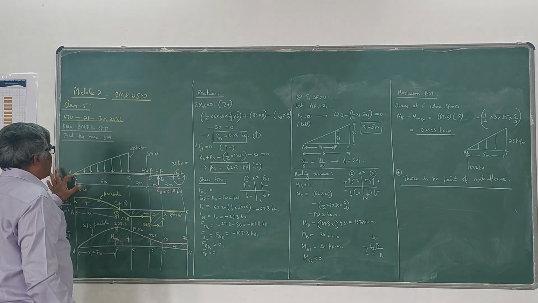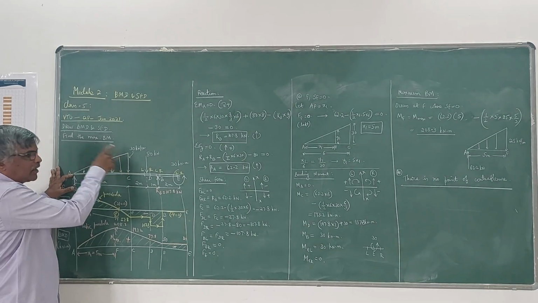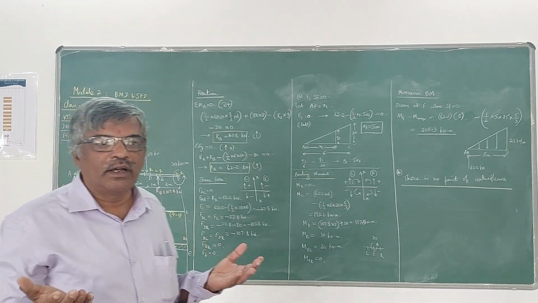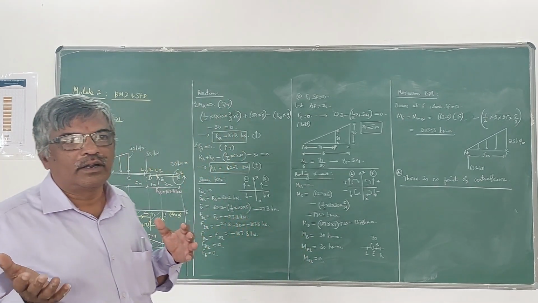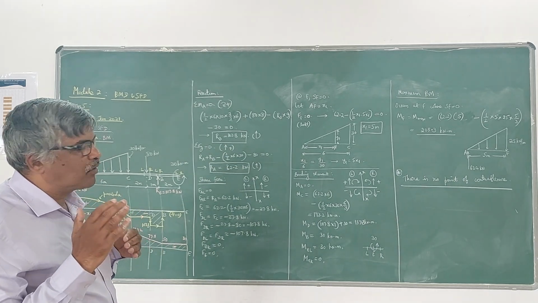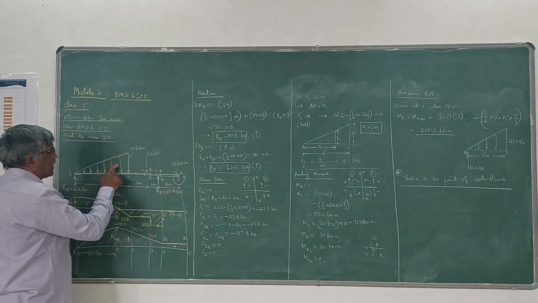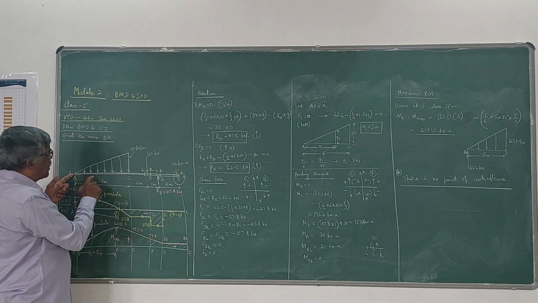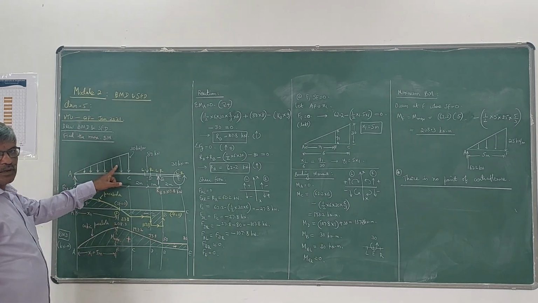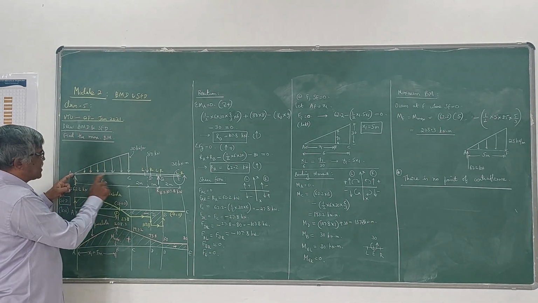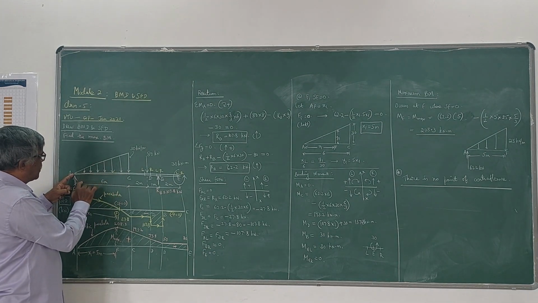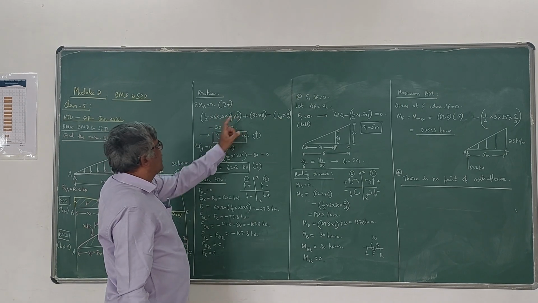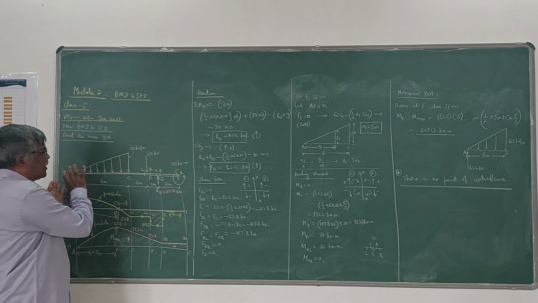For example, here at A, if you take the moment of this triangular load, this triangular load can be taken as equal to a concentrated load whose magnitude is equal to the area of the triangle, and that concentrated load will be acting at the center of gravity of the triangle. So here the total load will be half into 6 into 30, the area of the triangle, multiplied by the CG. CG will be here. At what distance? It is 2/3 of this base, that is 2/3 of 6. That's what I have done here. So half into 6 into 30 into 2/3 of 6 is the moment of this triangular load about the point A.